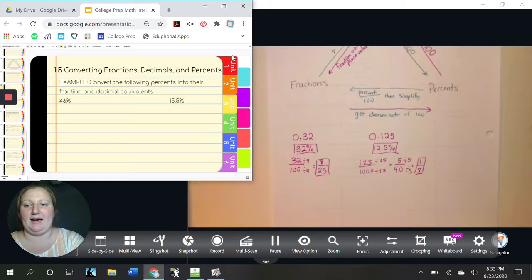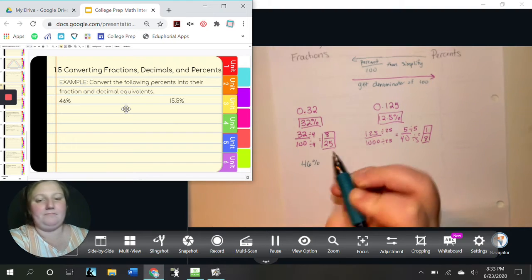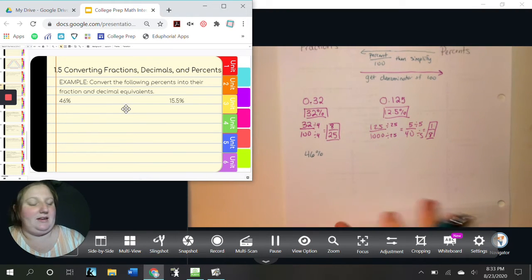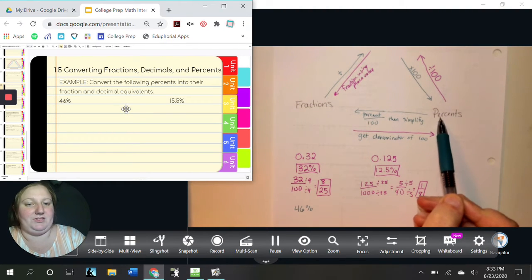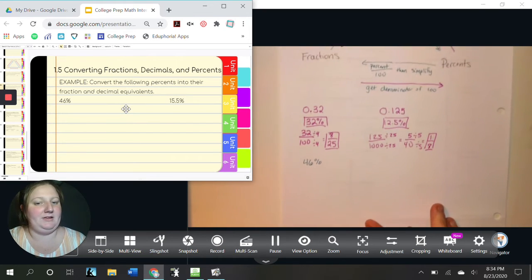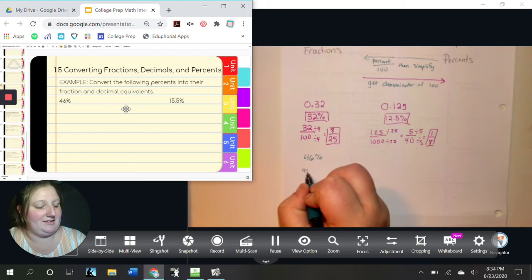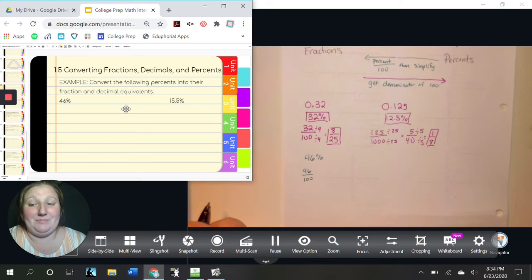Next, we're going to look at starting with a percent. So first we have 46%, and we want to get from 46% into a fraction and a decimal. So if we come down here with our 46%, all right, if we need to get a fraction, I'm just doing that because it's first on the list. The rule says we start with our percent, we put it over 100, and then we simplify it to get to a fraction. So doing that with 46%, we do 46 over 100, we put our percentage over 100, and then we have to simplify.